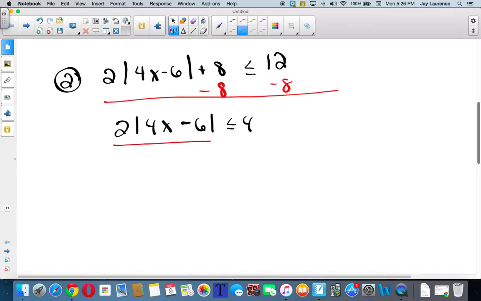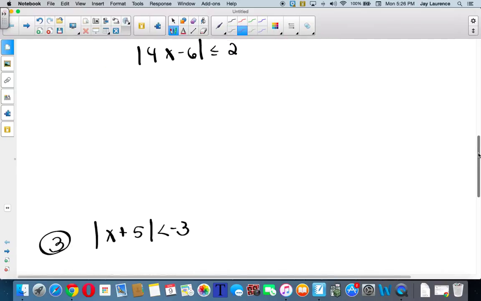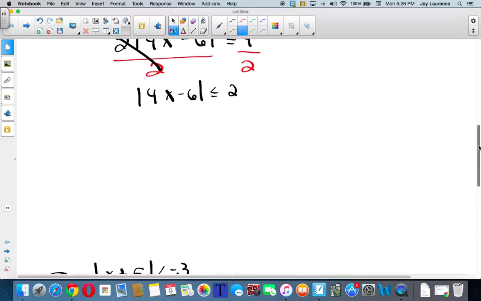And then I will have to divide by 2. Yes, I will. And when I do that, the 2's will cancel, and I will get 4x minus 6 is less than or equal to 2. All right, now I can break this up into two inequalities. Hopefully you've paused the video and tried it. Stop peeking, duck.